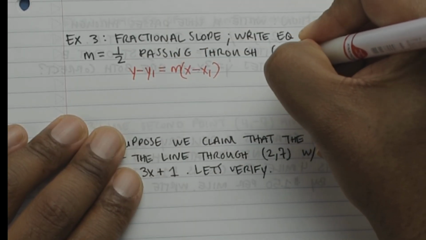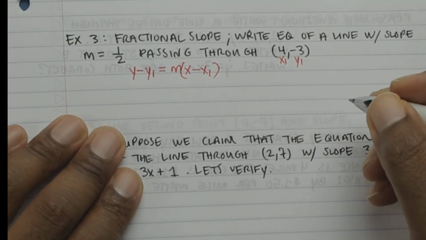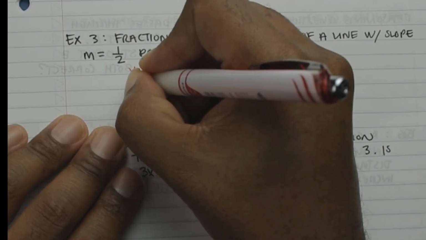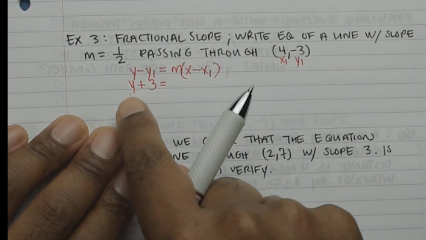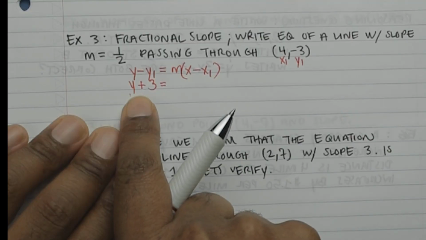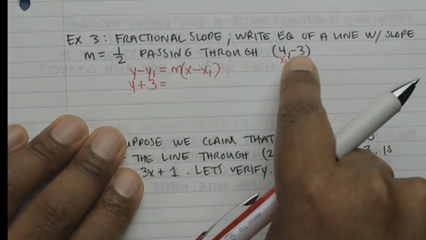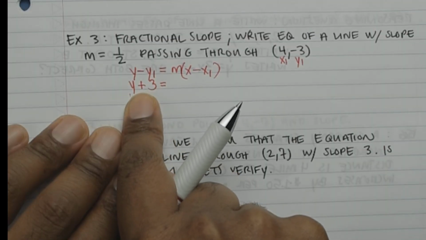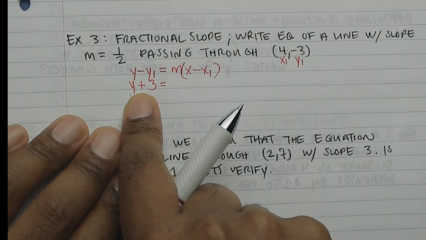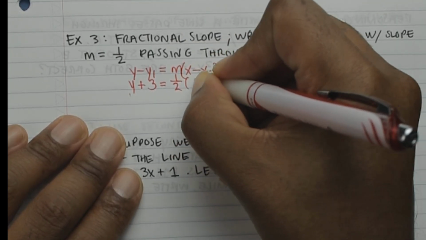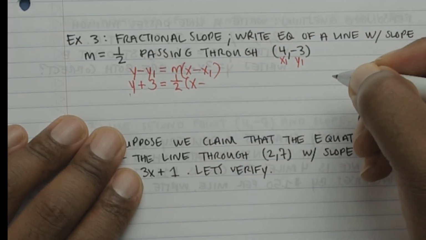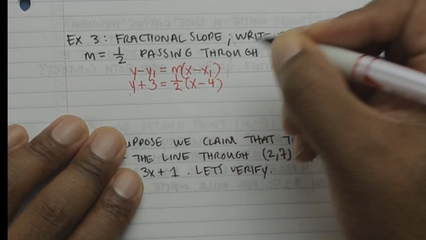I'm just going to label these points x1, y1, which is going to be y plus 3. Notice I went ahead and did this, but again, you need to be careful and know that it's going to become a positive there. Equals 1/2 parentheses x minus 4.